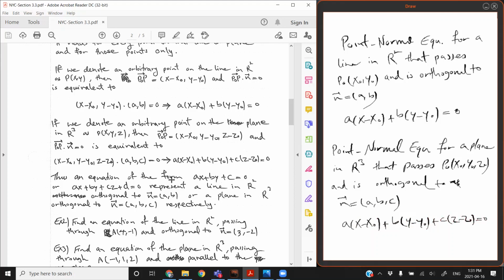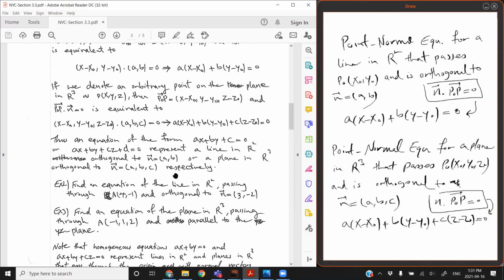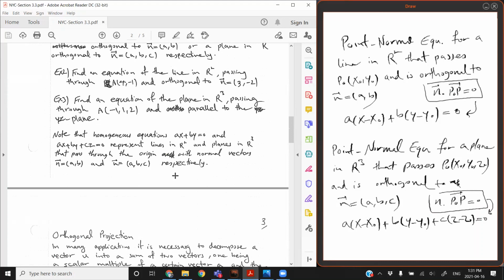Notice that both equations are actually n times P0P is 0. Yes, if you expand it for R2, you get this. And the same equation, n times P0P is 0. If you expand this for R3, you get this equation here. Is everything clear? I'm going to give you some examples for R2 and R3.